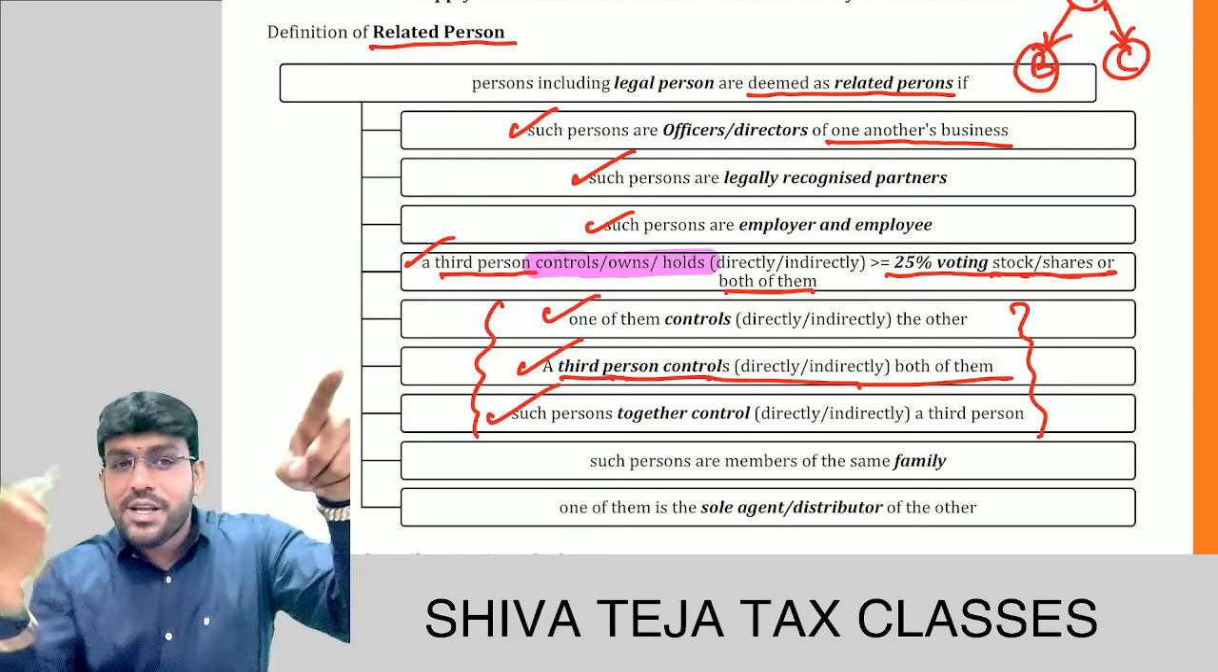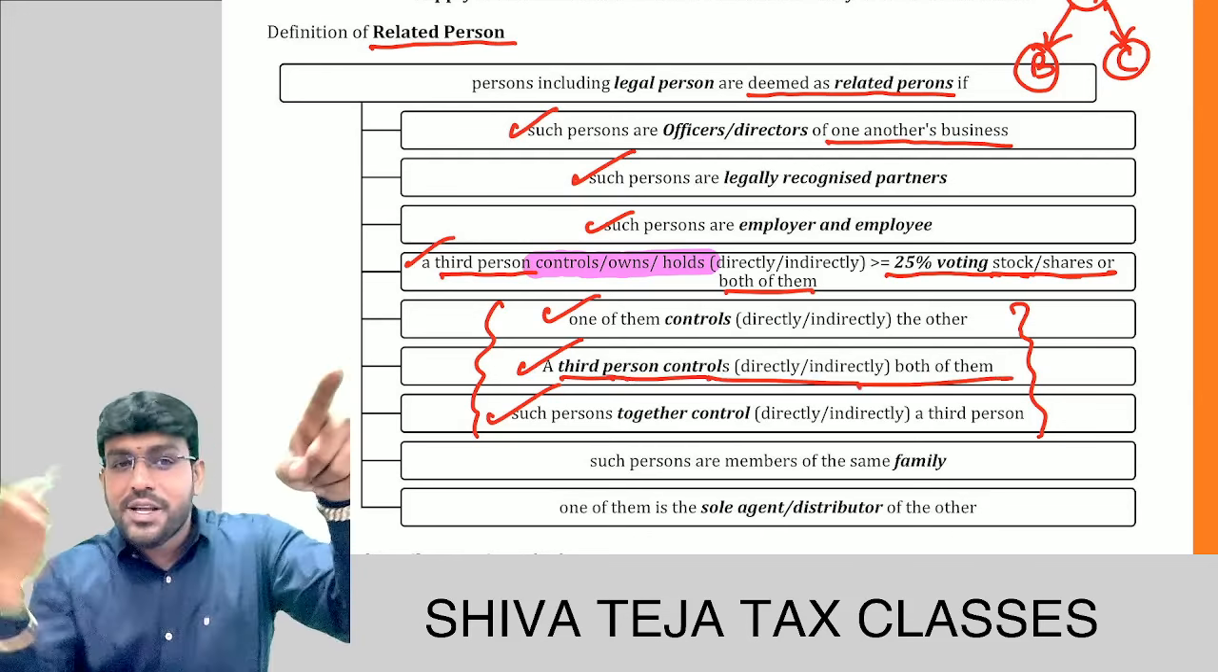Such persons are members of the same family. Now big question, what is family? In childhood we used to say all Indians are one family. And moreover today, people are having families only, not even family. Who is doing what, nobody knows. Members of the same family. So in order to avoid the confusion, in law they define that word family.